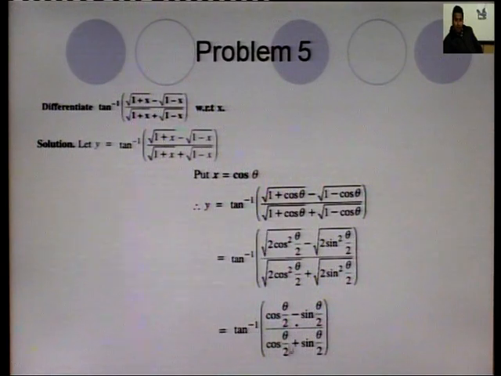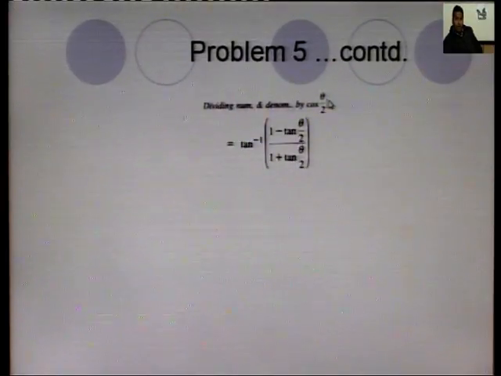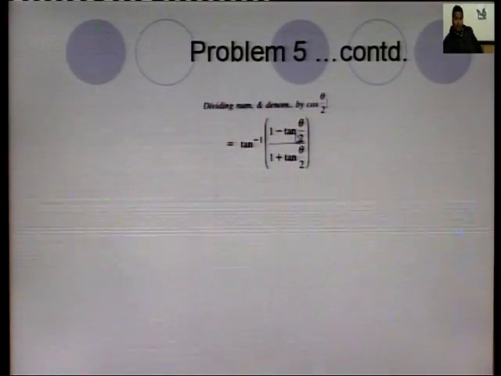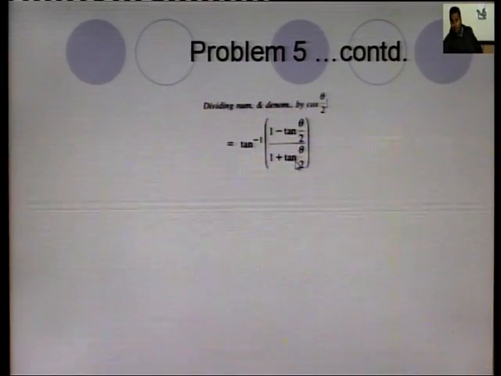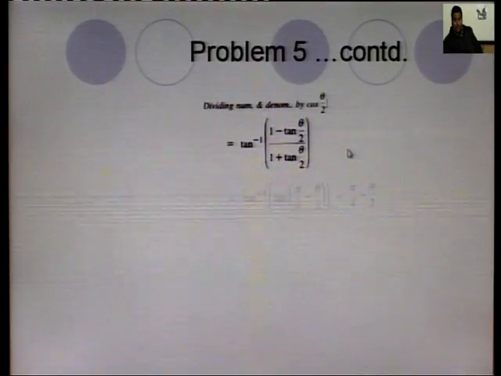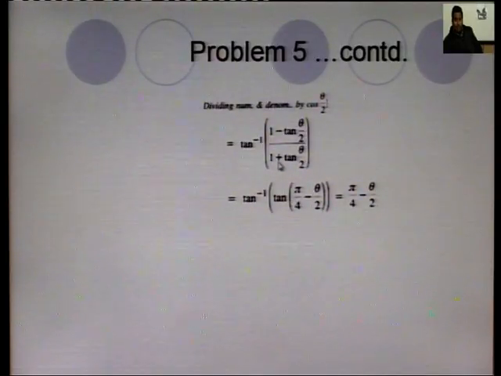Now we have to simplify this. We will divide numerator and denominator both by cos theta by 2. Dividing, this term will become 1 minus tan theta by 2 over 1 plus tan theta by 2. We put the value of 1 as tan pi by 4. So it is tan pi by 4 minus tan theta by 2 over tan pi by 4 plus tan theta by 2. Simplifying it, this will become tan of pi by 4 minus theta by 2. Tan and tan inverse will cancel out, and the term remaining will be pi by 4 minus theta by 2.